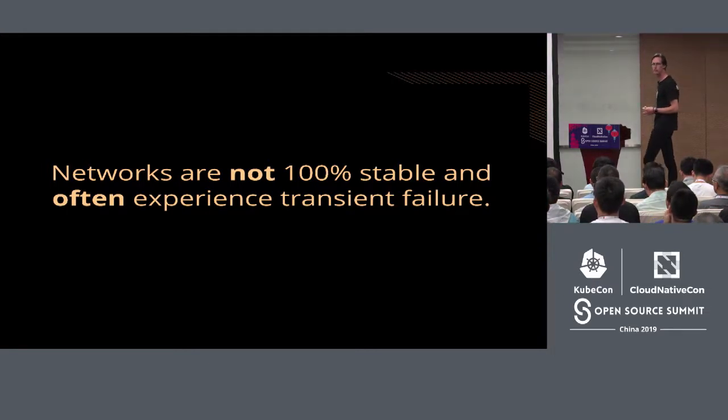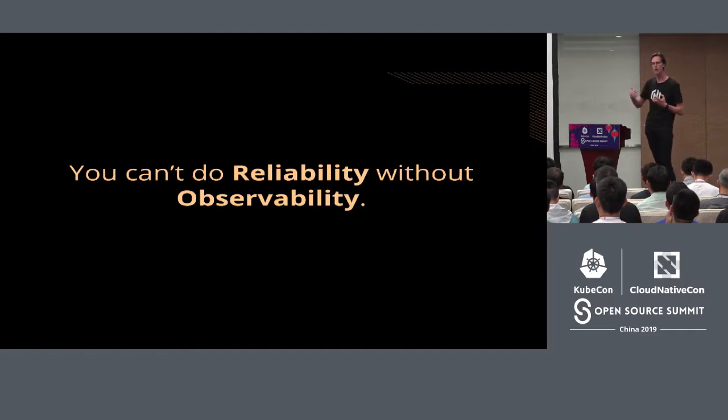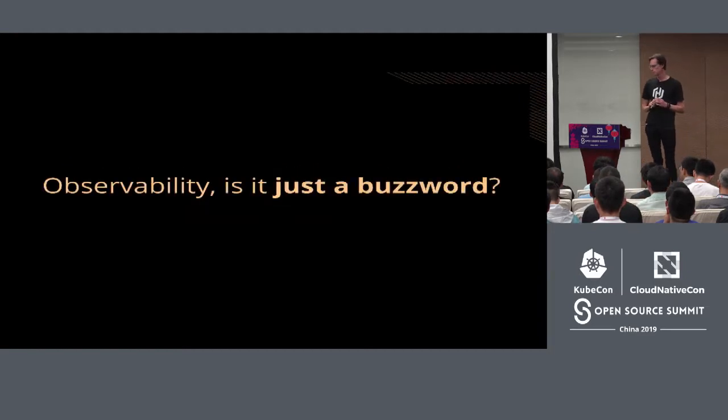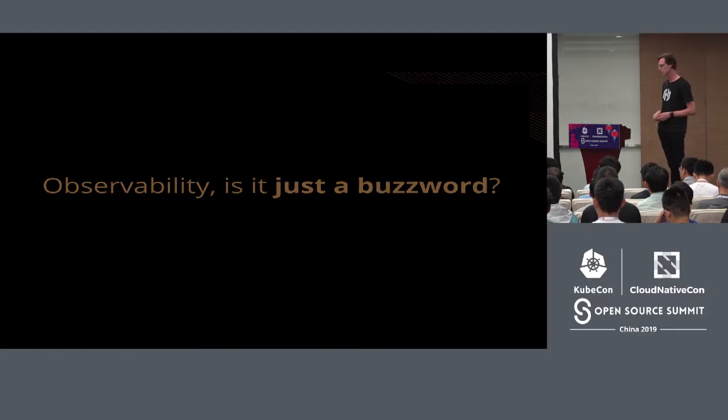And back onto that dynamic infrastructure thing, networks are not reliable. They're pretty unreliable. So we've got to think about ways of mitigating that unreliability. But before we can mitigate unreliability, we've got to understand it. You can't do reliability unless you have observability. But observability, it's all over. All the blog posts, all the Twitters. Is it just a buzzword? What does anybody mean when they say the word observability?